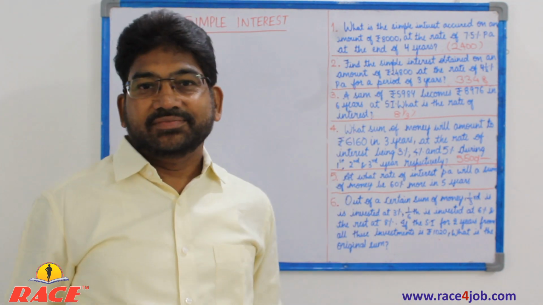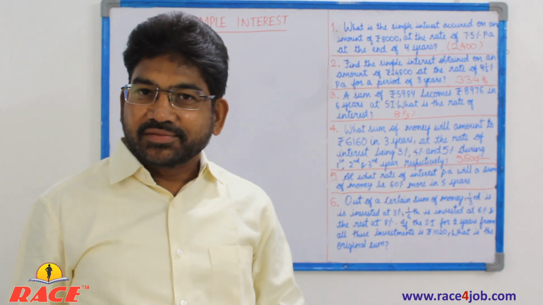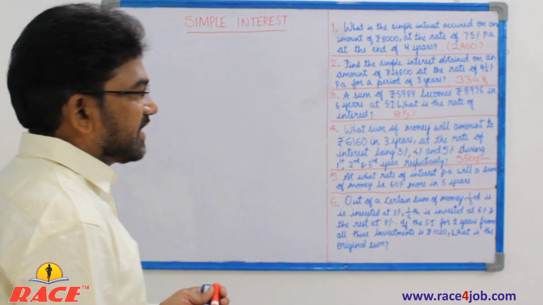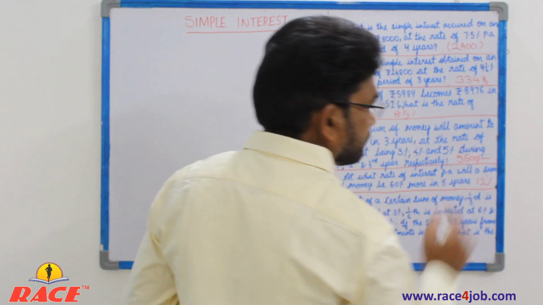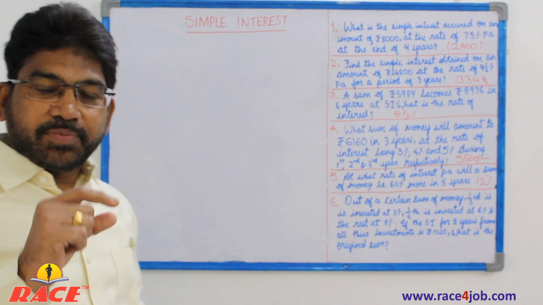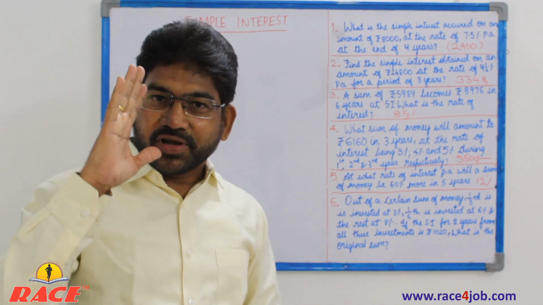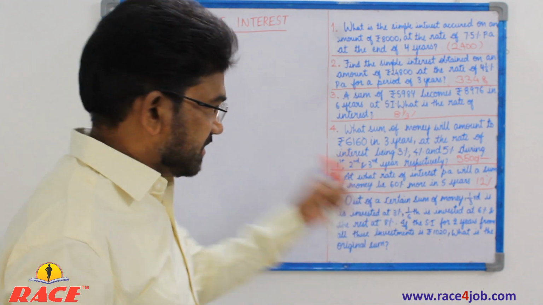60% interest for how many years? 5 years. The rate of interest means for 1 year. In 5 years, 60%. In 1 year, 60 by 5, 12%. So 12% is the rate of interest. That's it. No principal amount is required for this question. So the 60% extra is nothing but interest, and that interest is for 5 years, so for 1 year it is divided by 5.